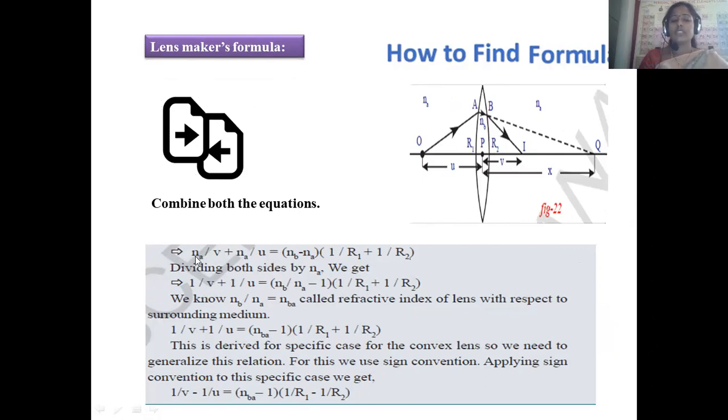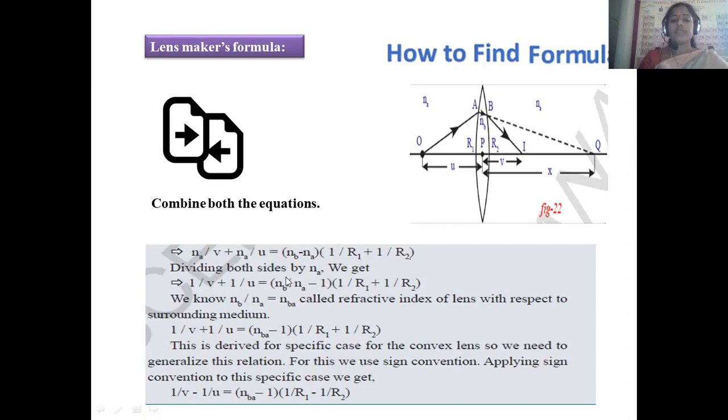By combining both the equations, NA by V plus NA by U is equal to NB minus NA into 1 by R1 plus 1 by R2. This is the combination equation of 1 and 2. The convex lens and concave lens ray diagram formulas are combined, merged in this manner.